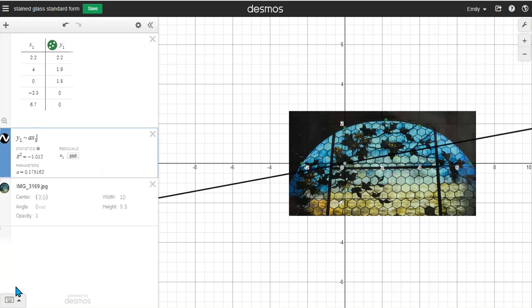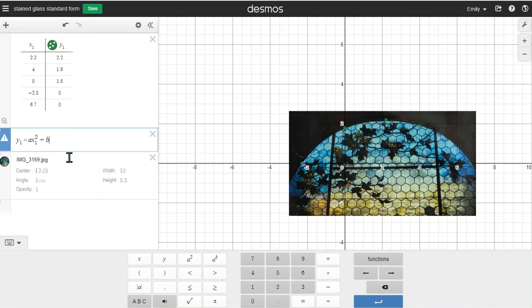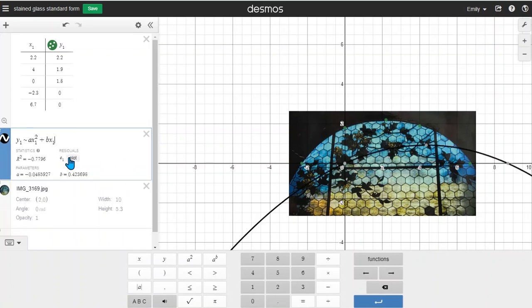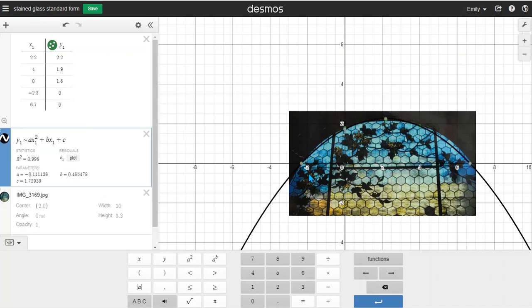ax1. To get this squared, I use this here. And then I have plus bx1. And then plus c. All right, and so now I have a parabola that goes pretty much through those points that I graphed. Pretty close to them. All right, and these are the values for A, B, and C.